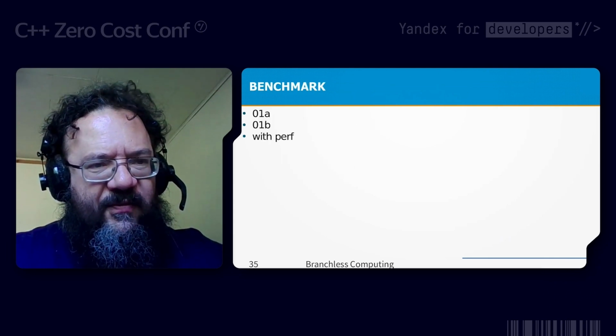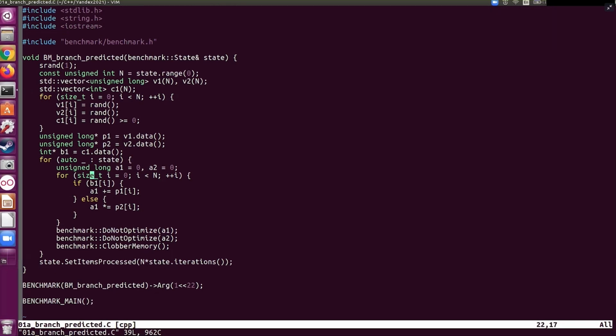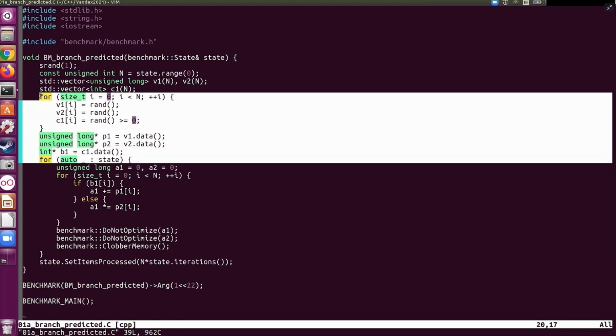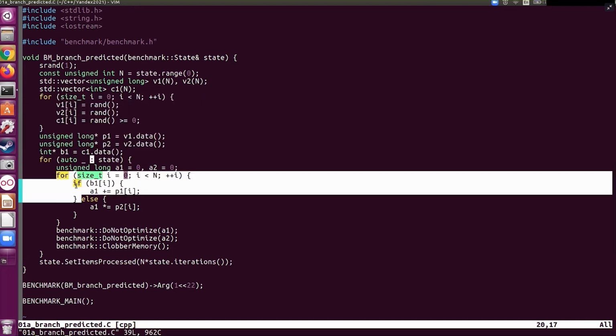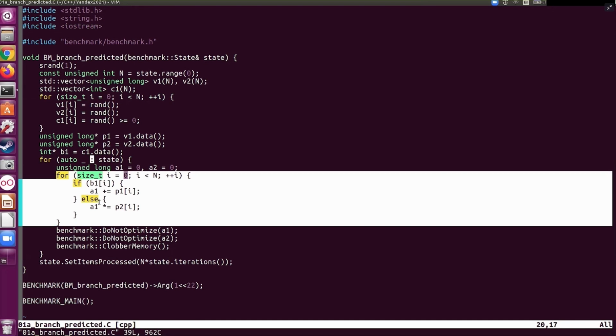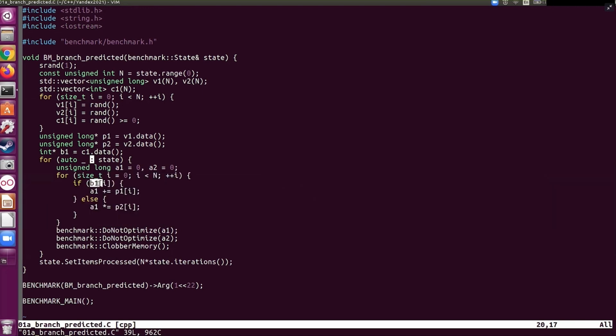Okay, let's see the first demo. And the first demo will be exactly what we were talking about. So ignore the entire Google Benchmark framework. You have to read the documentation and learn how to use it. Focus on this part here. This is the code that we're going to measure. So I'll only be talking about the code that we're going to measure. Ignore what happens before and after, it doesn't matter for this presentation. This is our loop. This is our condition. And we execute either this or this.